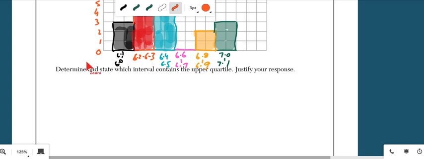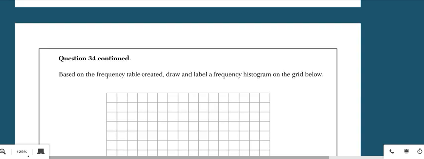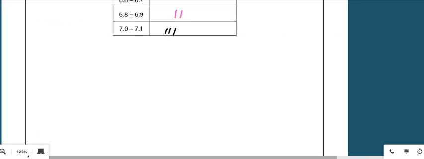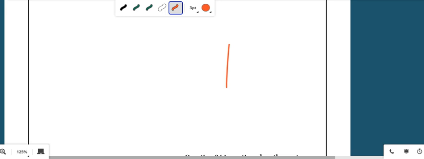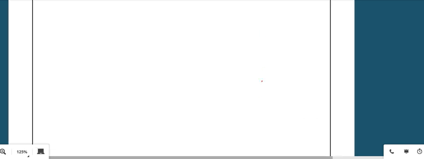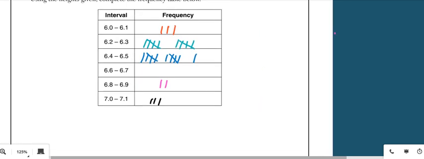Upper quartile? I think it's six, this one. Blue one. How you got that? It's the highest, it has the most frequency. No. Just look at the data that we have. Okay, if you look at the data that we have, what is its frequency?